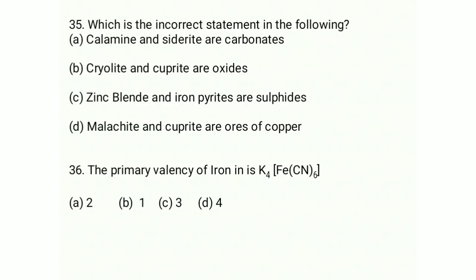35th, which is the incorrect statement in the following? Incorrect statement, remember, calamine and siderite both are carbonates, correct? Because calamine is ZnCO3, siderite is FeCO3. Cryolite is Na3AlF6, that is a fluoride ore, but oxide is given. So the answer for this question should be B.